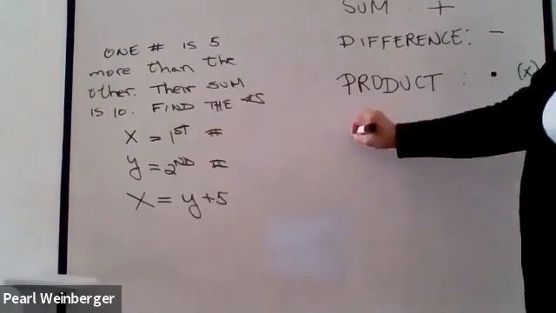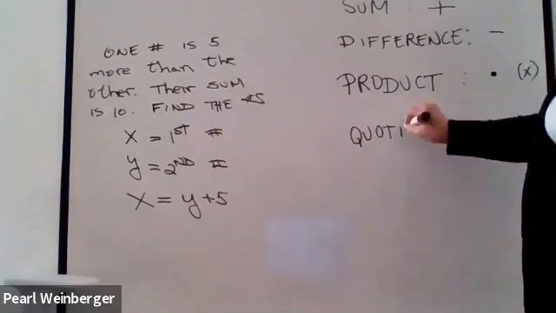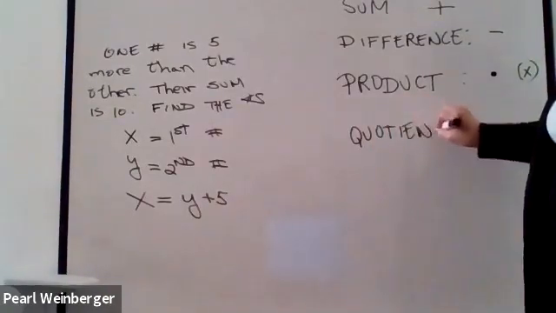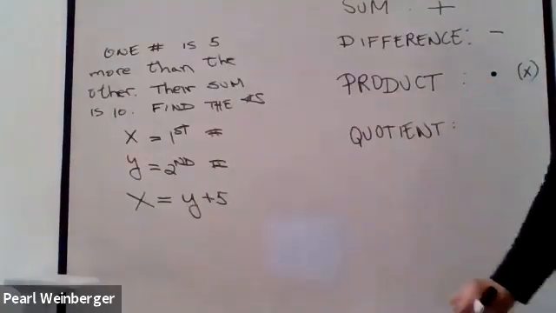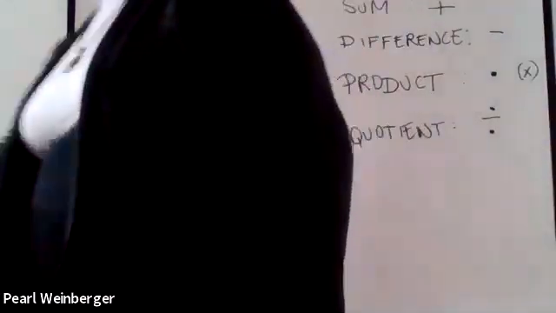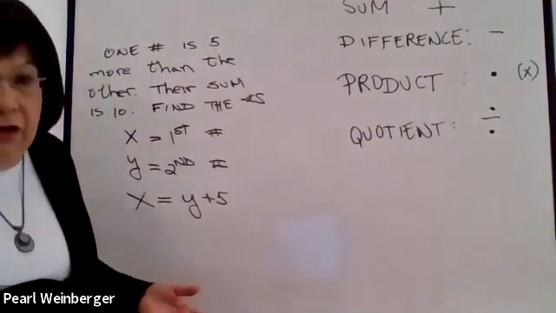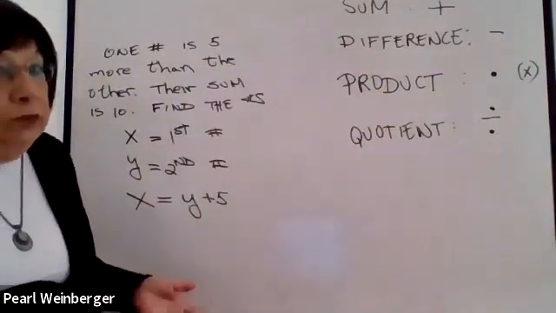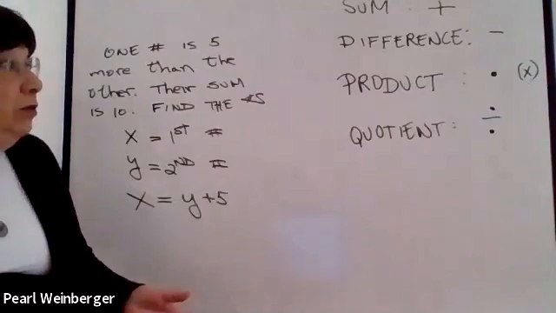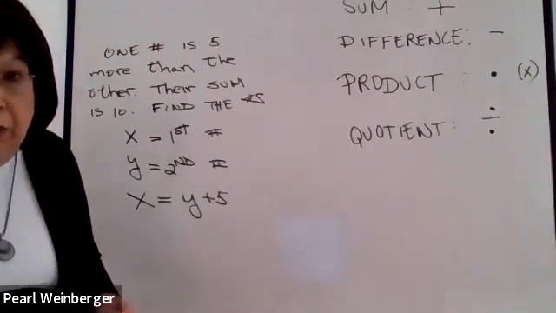And quotient is the answer you get when you do what? Divide. So those are the special terms that you really have to know, because very often they're going to use the product of 2 numbers is. They're going to tell you the product. You're going to have to know that what they want you to do is multiply.